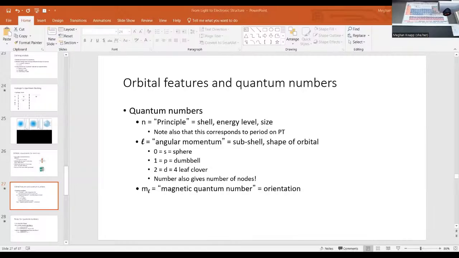We are going to get back to talking about light, and today we're going to talk about how light tells us something about electronic structure.